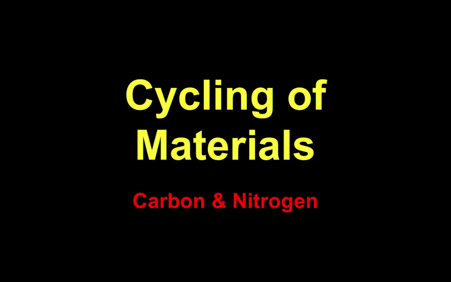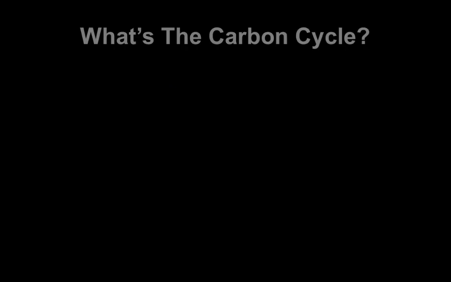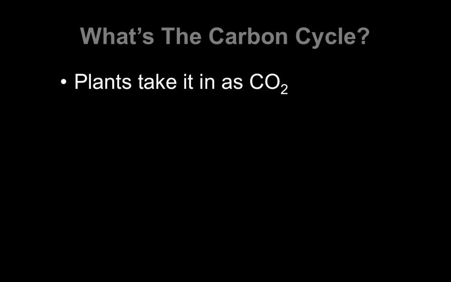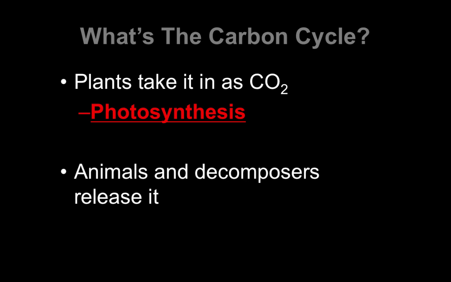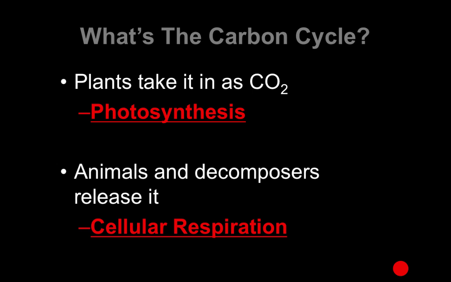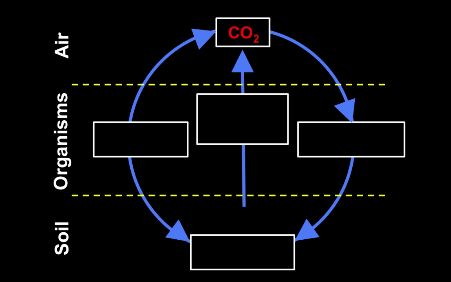Now let's switch over to how materials are cycled through the carbon and nitrogen cycles. So the carbon cycle involves the element carbon, and it naturally is occurring in the atmosphere as carbon dioxide, which plants are going to take in through photosynthesis. And then animals and decomposers, once they eat the plants and get it, are going to release it back out through cellular respiration. So when we look at a diagram of this, like I said, we have CO2 in the air. Photosynthesis captures that CO2 and converts it into glucose. Organisms then, using respiration, will release it back out into the atmosphere. And decomposers will put it into the soil.